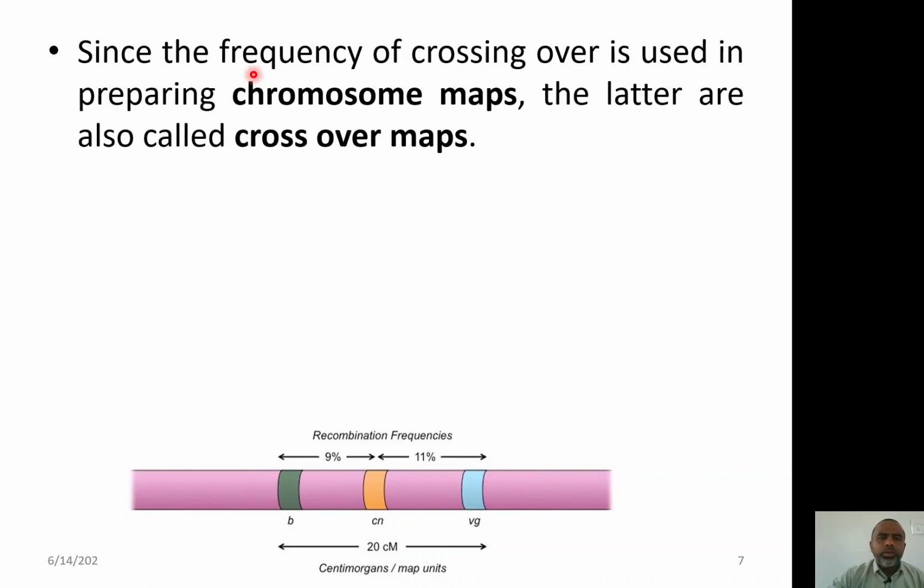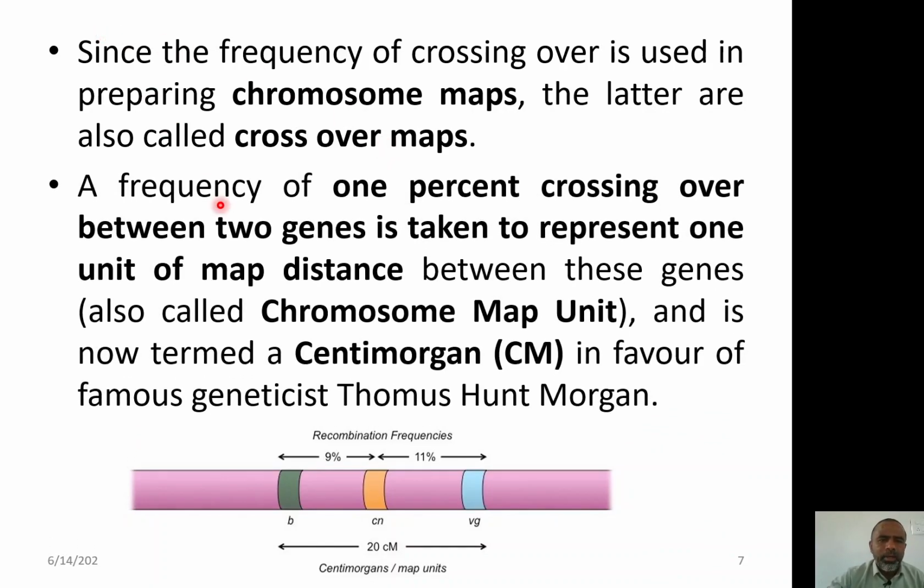I have already told you that since the frequency of crossing over is used in preparing the chromosome map, the latter is also called a crossover map. It is one and the same thing, because ultimately it is showing the crossing over between the segments of the genes. A frequency of 1% crossing over between two genes is taken to represent 1 unit of map distance between these genes, also called a chromosome map unit, or centimorgan, named in favor of the geneticist who described it, Thomas Hunt Morgan.